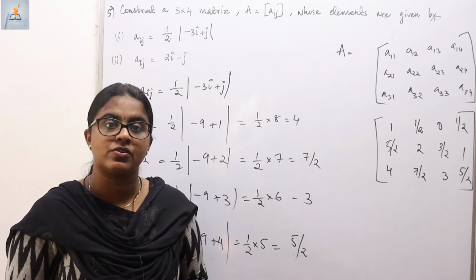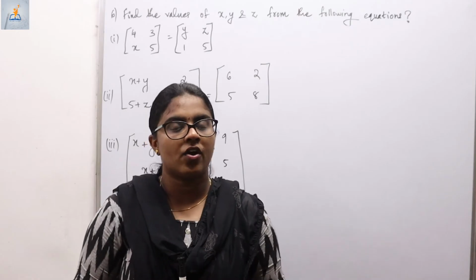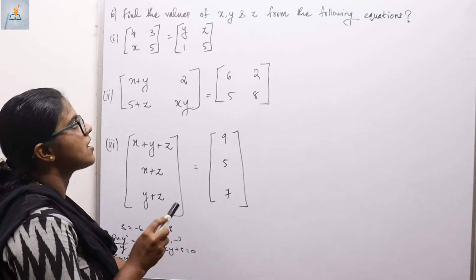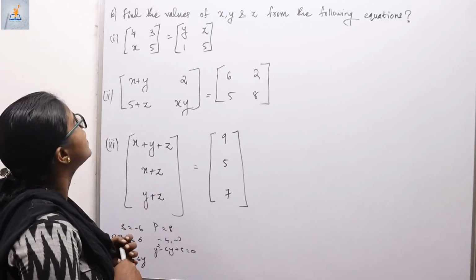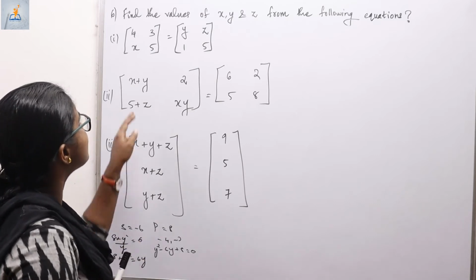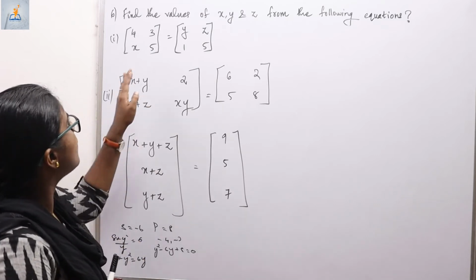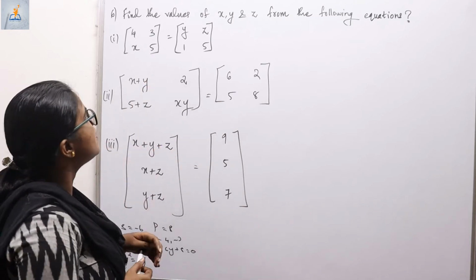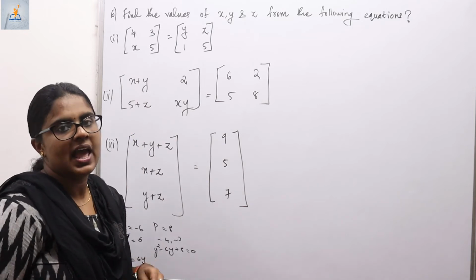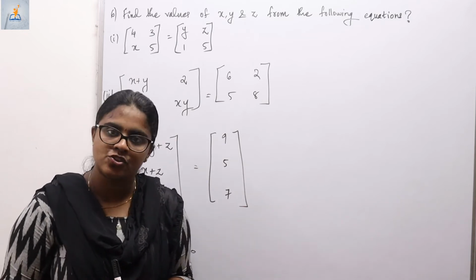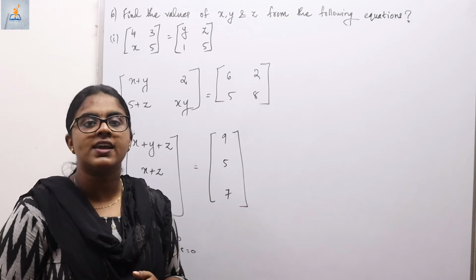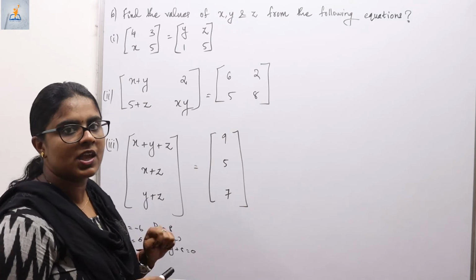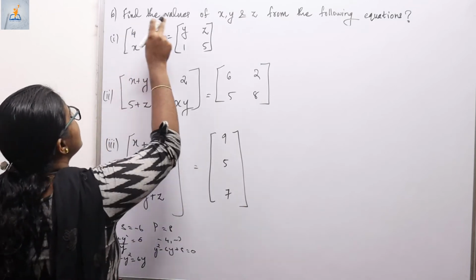Now we shall move to the sixth question. Now we are going to solve the sixth question. The sixth question is like this: find the values of x, y and z from the following equations. So we have the first equation like this: the matrix 4, 3, x, 5 is equal to y, z, 1, 5. It is given that these two matrices are equal, and we know that two matrices are said to be equal whenever all the corresponding elements are equal. Since these two matrices are equal, we can say that the corresponding elements are equal.